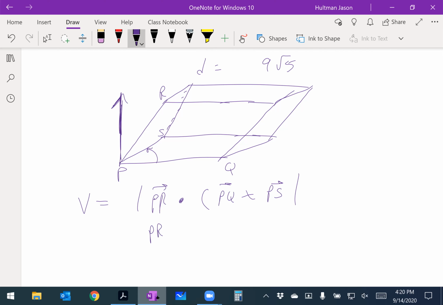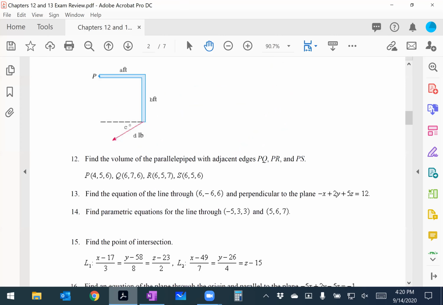If we looked at these values, all we're going to do is subtract to get these values. So if we said, what's PQ? I would just subtract the difference between the Q components and the P components. So this would be 6 minus 4, 7 minus 5, and 6 minus 6. So that would be 2, 2, 0. So PQ would be 2, 2, 0. That would be our vector.